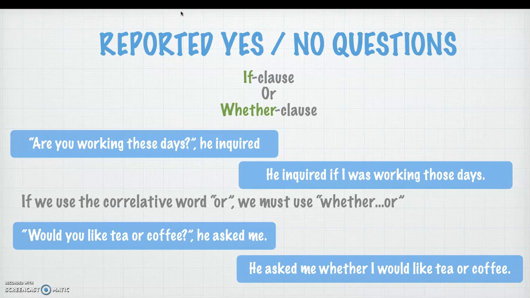If we use the correlative word or, we must use whether or. For example, would you like tea or coffee? He asked me whether I would like tea or coffee. Here we have a correlation between whether and or.